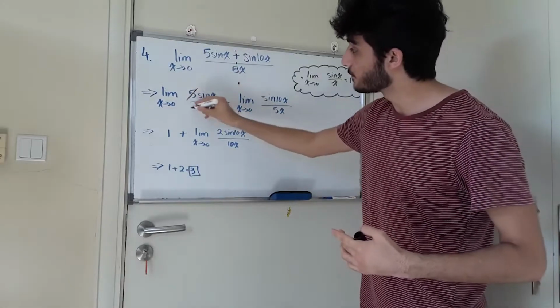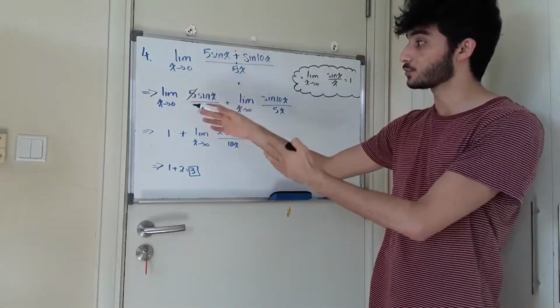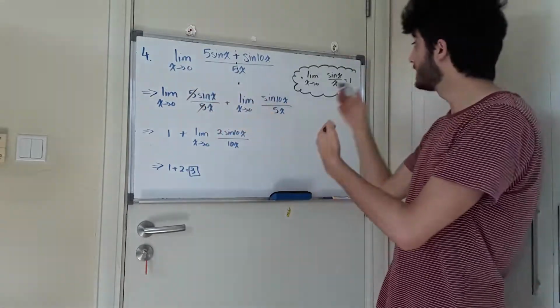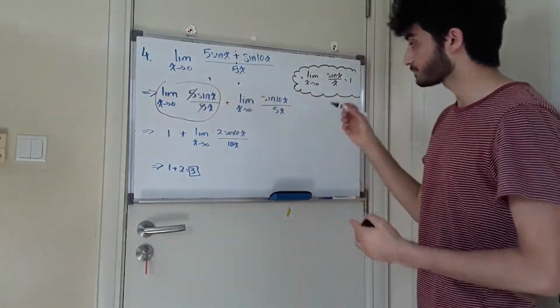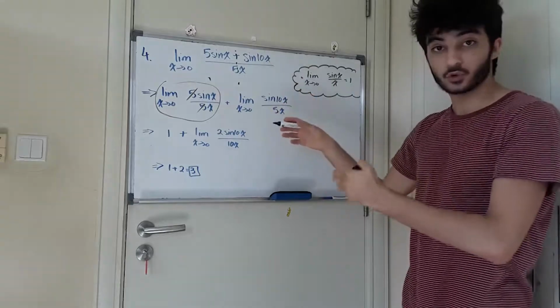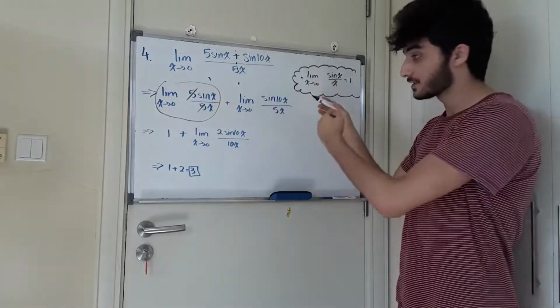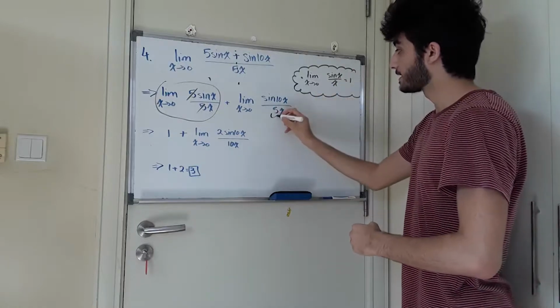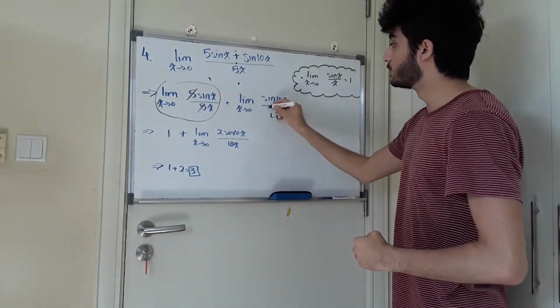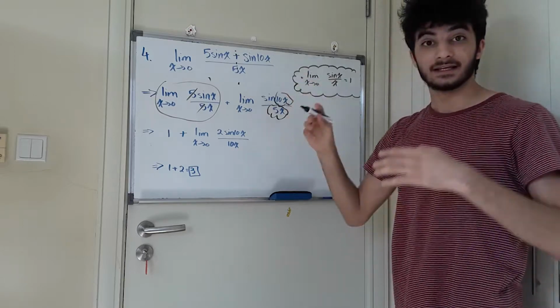Now, this 5 will cancel with this 5, and limit as x approaches 0 of sine x over x is going to be equal to 1. So this whole thing now is 1. Here, limit as x approaches 0 of sine 10x over 5x, in order for us to use this rule, this has to be equal to this. They have to be the same thing.